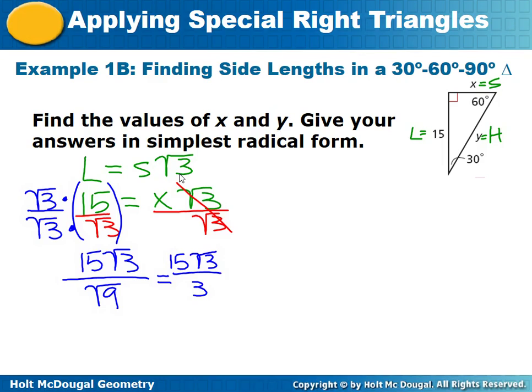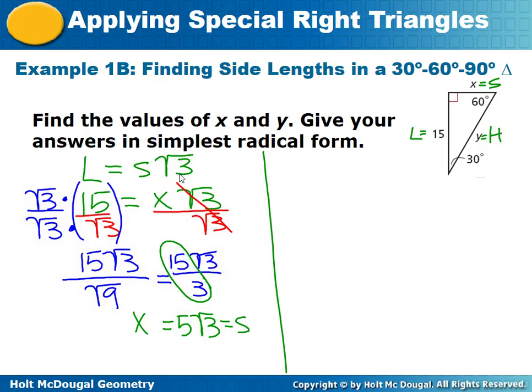Now hopefully all of you can notice right now that this can be simplified. 15 divided by 3 is 5. So this is going to be 5 square root of 3. And again, we were solving for x, but this is also our short side, so I'm going to say it's s as well.